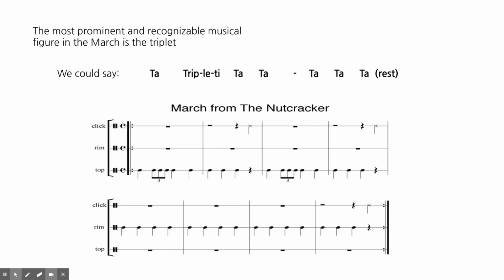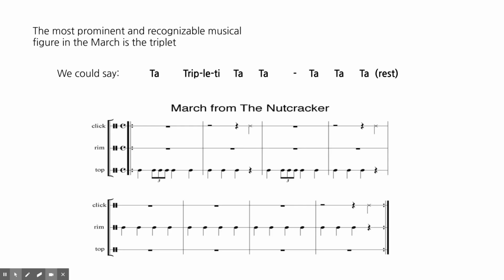You just listened to an excerpt from the ballet, The Nutcracker, written by Tchaikovsky, and you heard one of the most recognizable pieces of music in that ballet, which is the march from the Nutcracker. Now, the most recognizable and prominent musical figure in the march is the triplet, the ba, ba, ba, ba, ba, ba, ba, bum, bum, bum, bum, bum. We hear that over and over again in the march. It keeps coming back. We're going to do a play along that features that triplet figure.